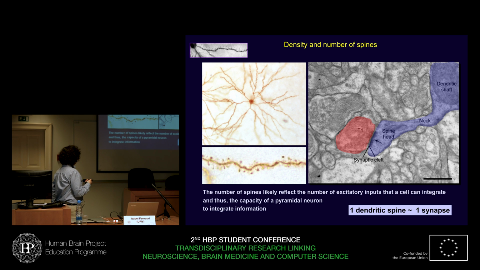So why am I so insistent on the spines? Well, because the spines are, if you remember, the place where the synapses are made, so the number of spines reflects the number of excitatory inputs that the cell has. So if you count the number of spines, you will have an estimate of the number of synapses that that single cell or that single dendrite has. And this is very important when you are studying the transmission of information.